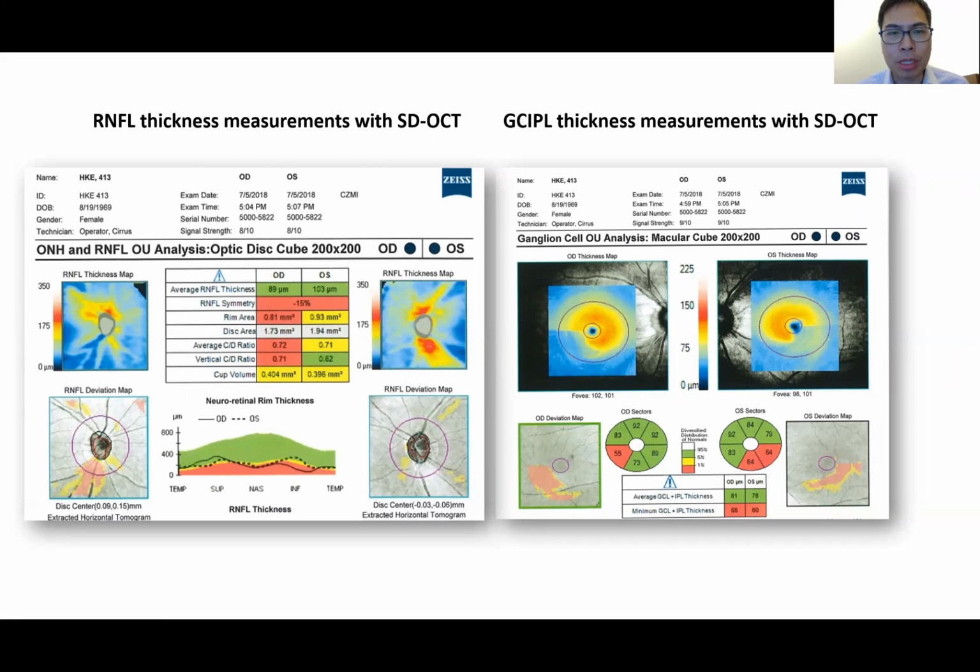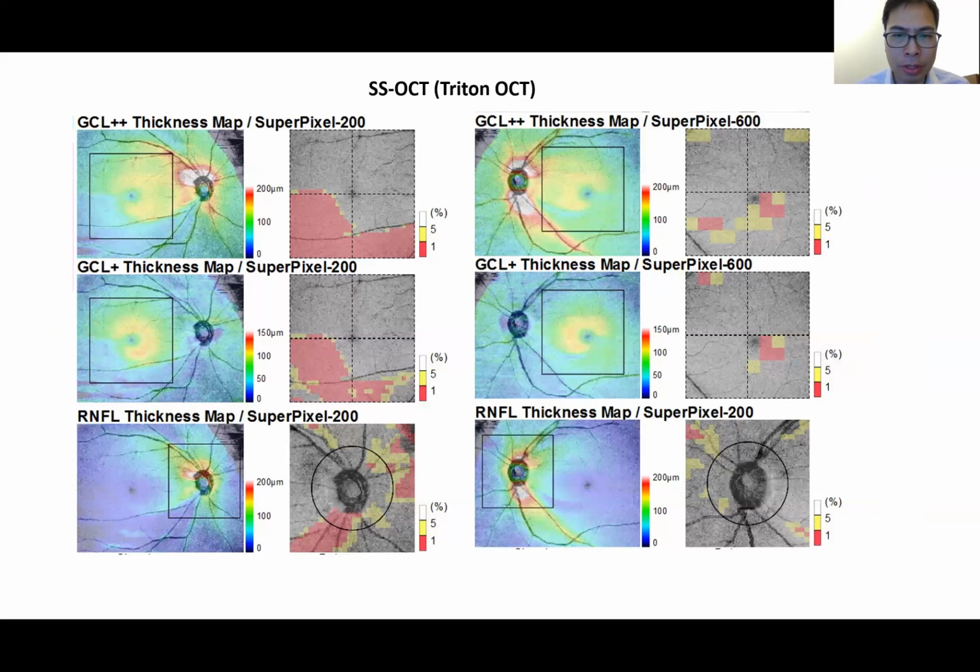The instruments only provide you a scan of one region at a time. You need separate scans for the macular and the peripapillary region. But using the Swept-Source OCT from Topcon, here is the Triton OCT, we can actually image both areas using the same scan. Here is the 12 by 9 millimeter scan generated from the Triton OCT.